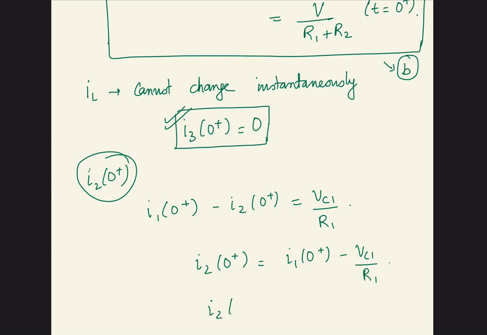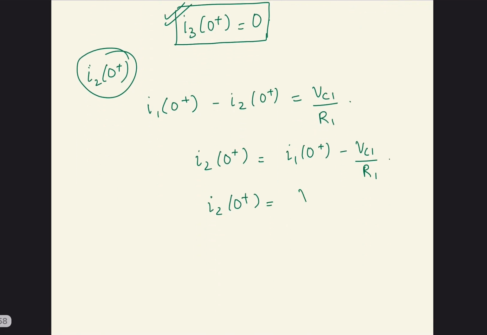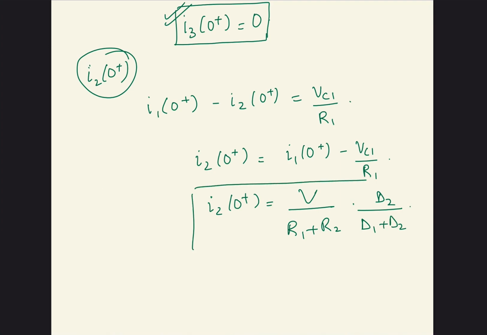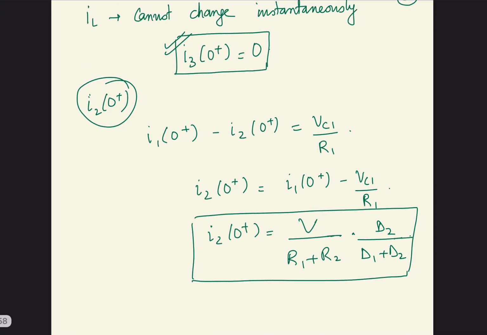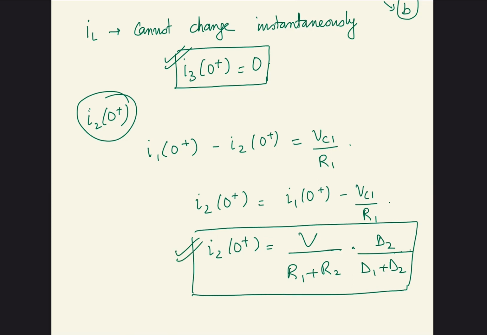And if I plug in the values like this, I will simply be able to point out that I2 at 0 plus is equal to V divided by R1 plus R2 times C2 divided by C1 plus C2. So this is the value for the three currents.